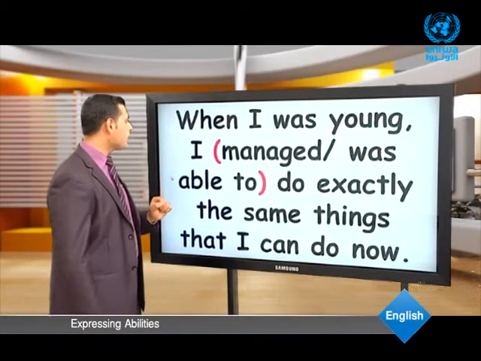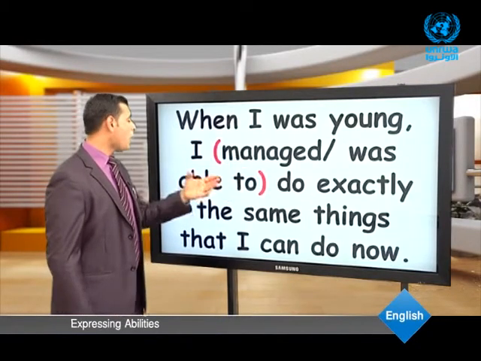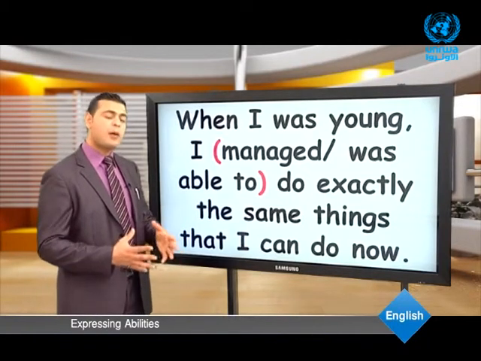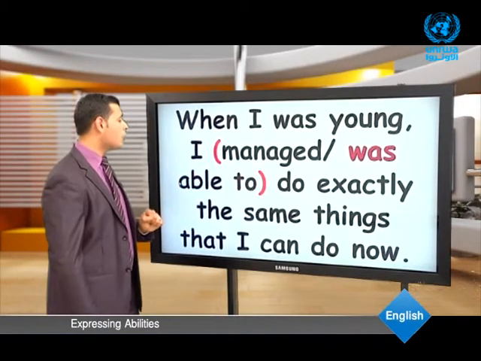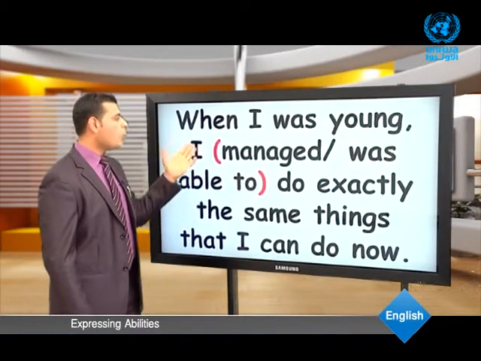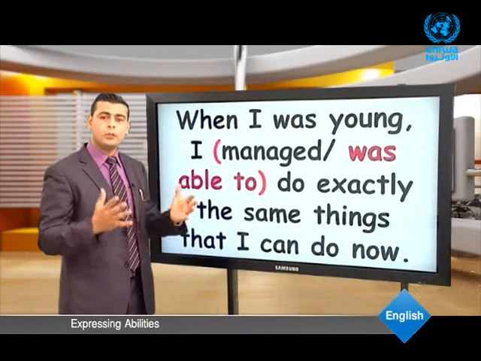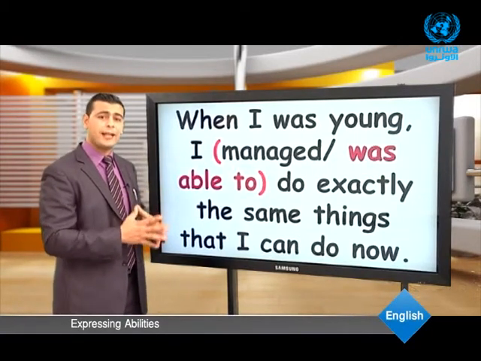The next sentence. When I was young, I managed or I was able to do exactly the same things that I can do now. What do you think? Wonderful, thank you very much. I was able to. When I was young, I was able to do exactly the same things that I can do now. Now, dear students, after we have done this exercise, it's your time to practice.